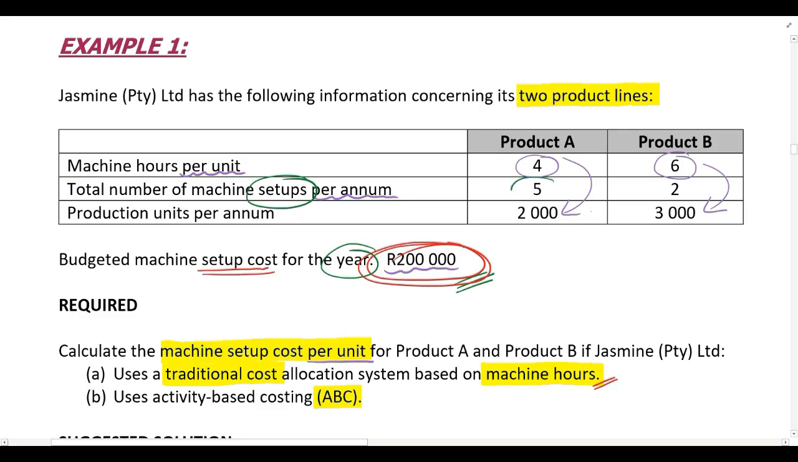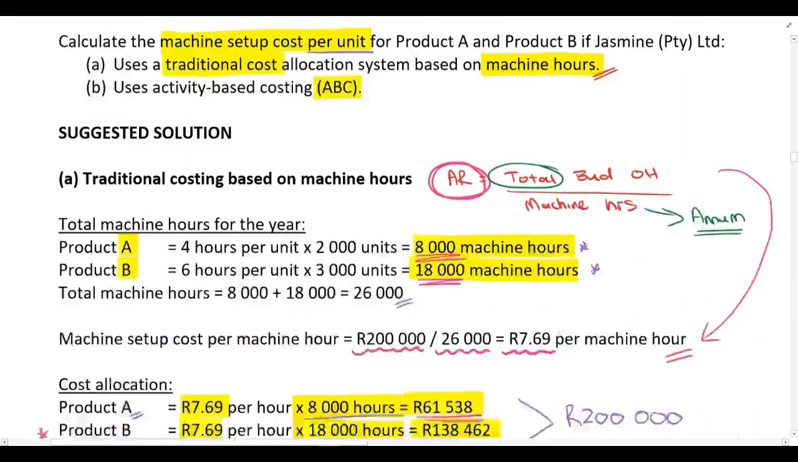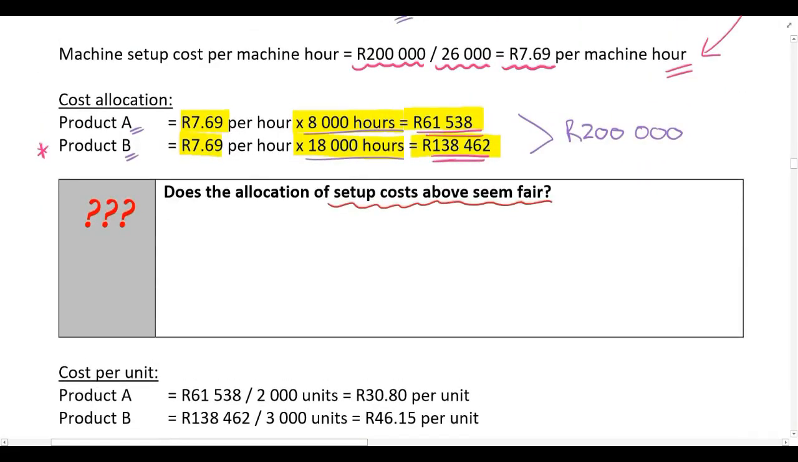Product A has 5 setups per year and product B only has 2 setups per year. So if product A has so many more setups than product B, it's not fair that we are allocating more of the setup cost to product B. That doesn't make any sense. Okay, so does this allocation seem fair? No.